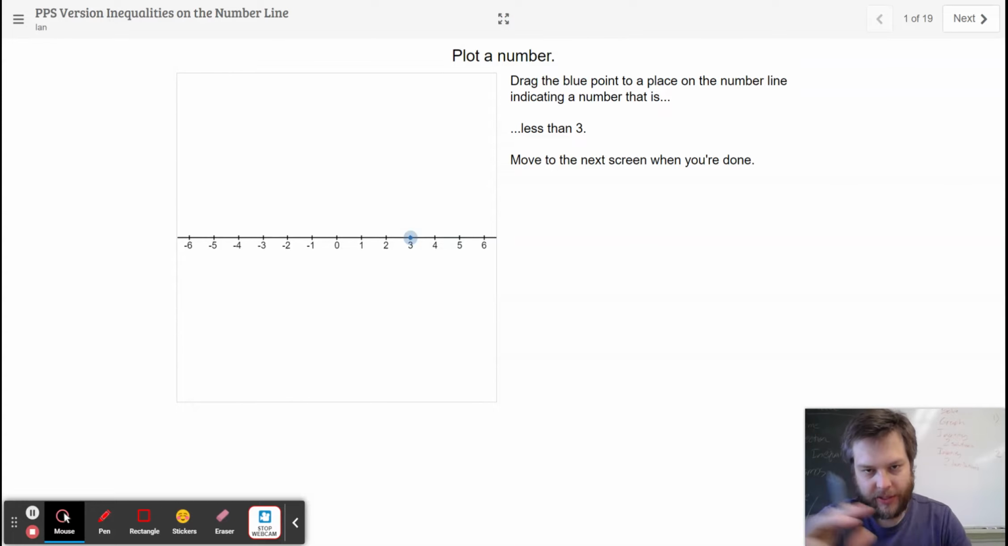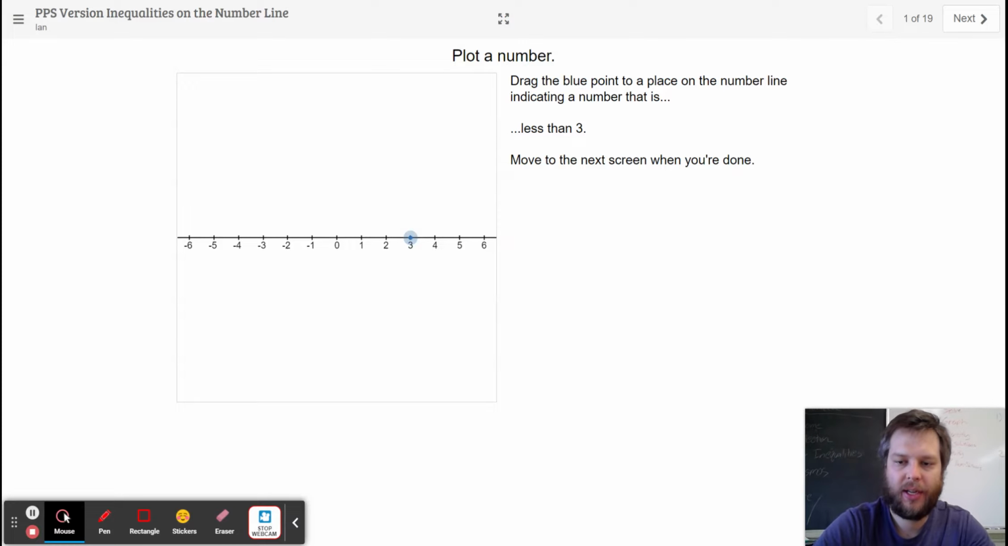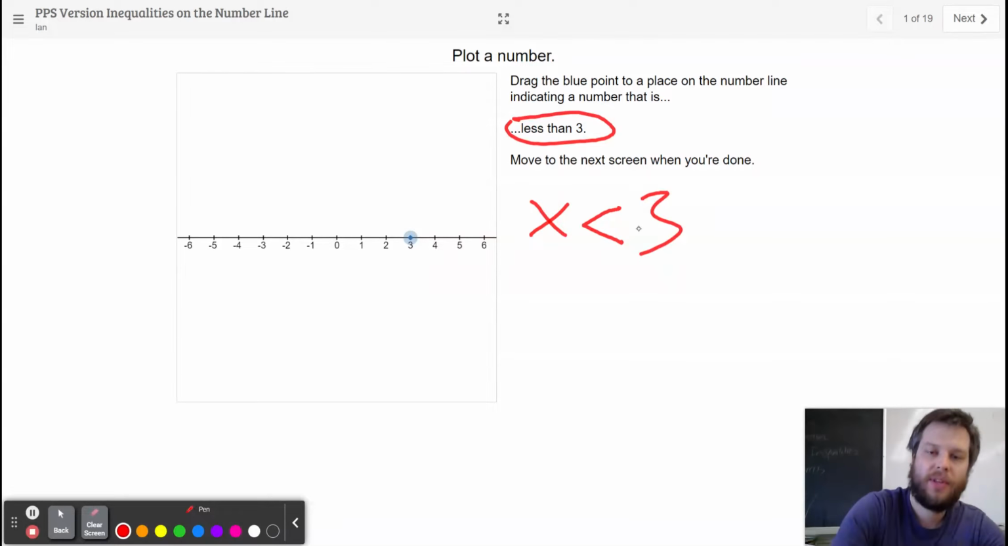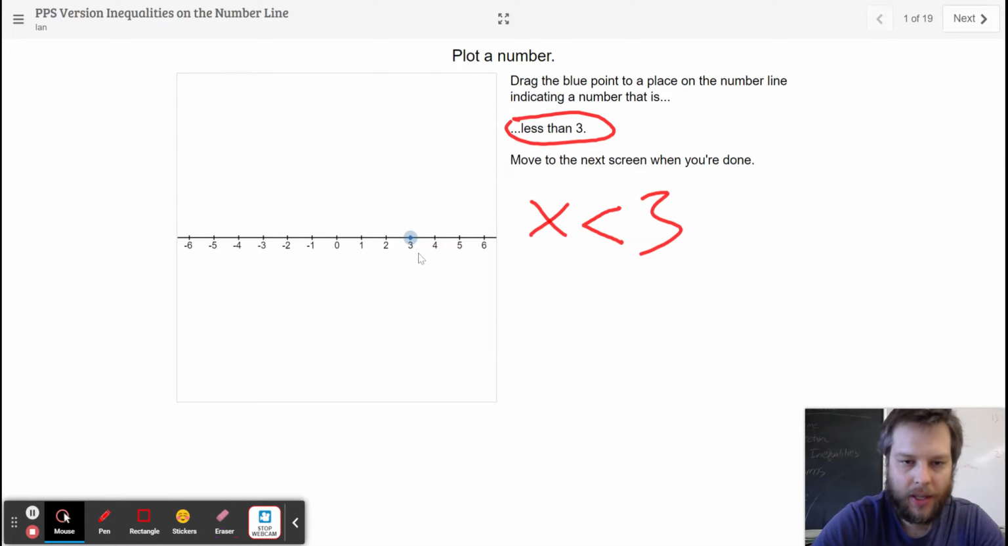All right, folks, here's the inequalities number line activity. I just want to make sure we all understand that the symbol we're seeing here for the words "less than 3" would look like this. This sentence right here and the inequality I just wrote are the same. And what I hope we can see is that there are lots of numbers that are less than 3.